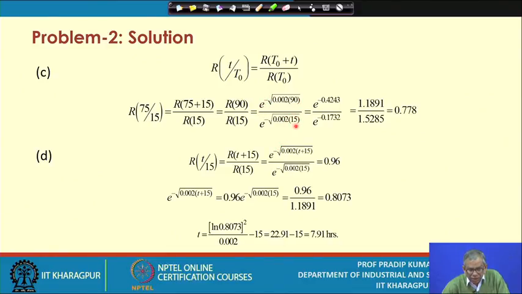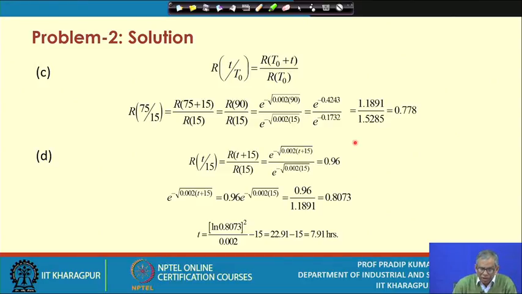So this timing is 15, and this timing is 90. So you have the value 1.1891 in the numerator and 1.5285 in the denominator. So you get a value of 0.778. Is it clear? So your reliability is approximately 0.78 or 78%.